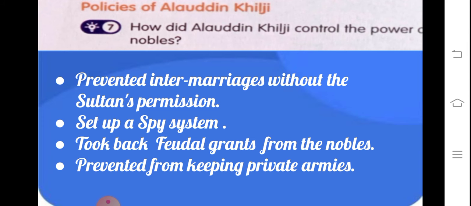Seventh question is, how did Alauddin Khilji control the power of nobles? Alauddin Khilji took certain harsh steps to control the power of his nobles. He prevented intermarriages without the Sultan's permission to prevent nobles from forming alliances. He set up a spy system to keep a check on his officials. Feudal grants were taken back from the nobles so that they could not extract excess revenue to enrich themselves. They were also prevented from keeping private armies.